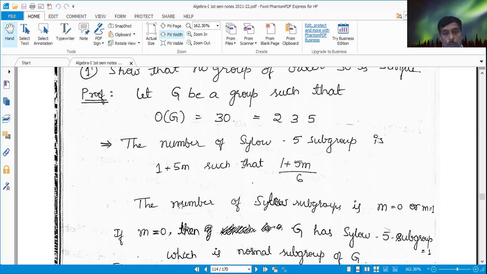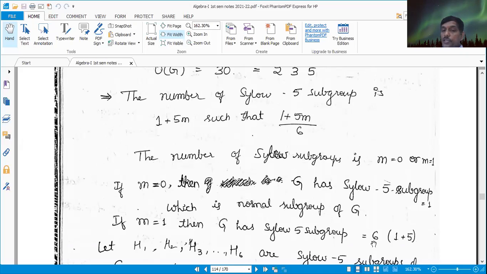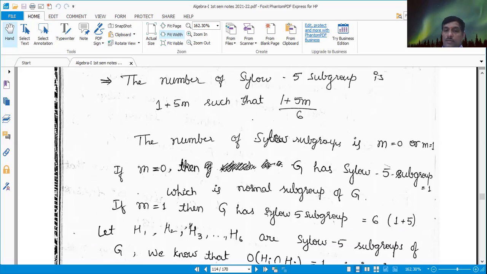Suppose m is equal to 0, then what happens here? m equal to 0 means 6 divides 1. Therefore, G has a Sylow 5-subgroup, it is 1. You know that 1 means it is a normal subgroup of G. If m is equal to 1, then G has a Sylow 5-subgroup.